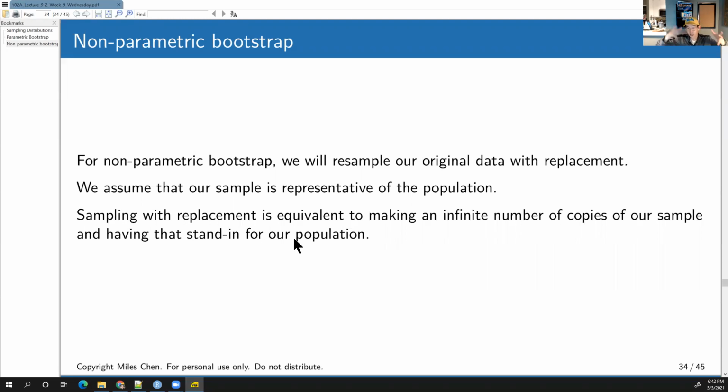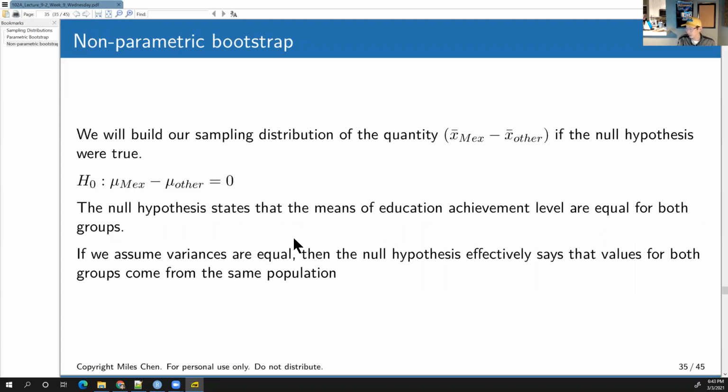That's effectively taking my 150 people, cloning them a bunch of times, and saying this represents the general population of all immigrants from Latin American countries, okay? Whether that's a safe assumption or not depends heavily on how good our sampling process was in the beginning, okay?